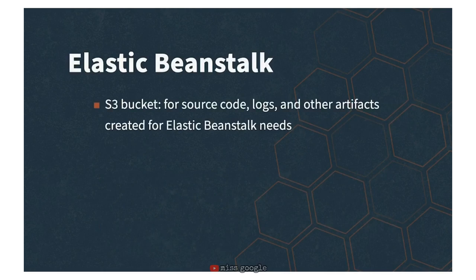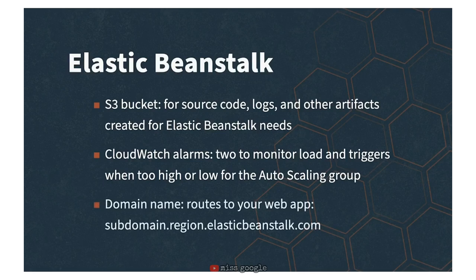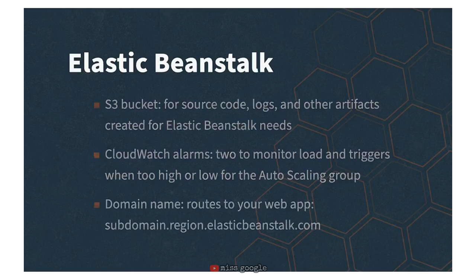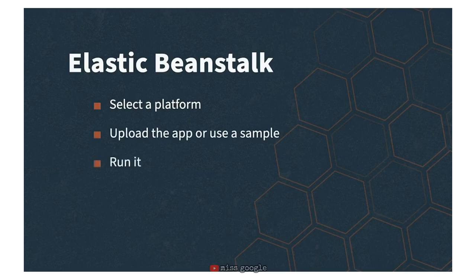It creates an S3 bucket for your source code, your logs, and any other artifacts created for Elastic Beanstalk. It also creates CloudWatch alarms. It creates 2. One to monitor performance when it's too high or too low, for auto-scaling up or down. It also creates a domain name for you to route your web app to. The 3 main steps, though, are to select a platform, upload your app or use a sample app, and then run it. So let's try that now.